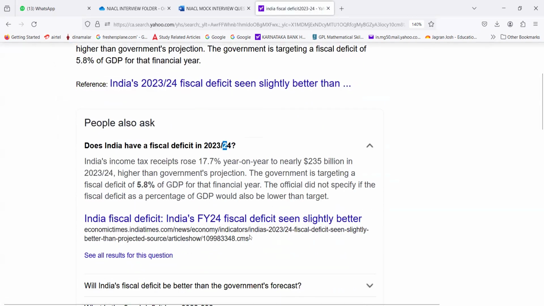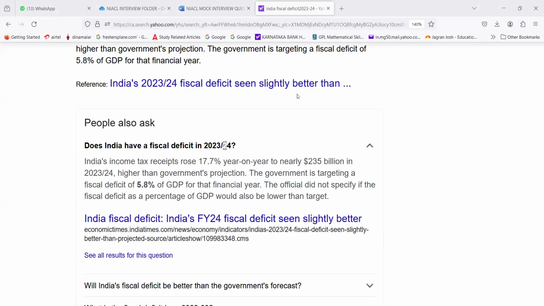India's tax receipts rose 17.7% on year basis to nearly $235 billion in the year 2023-24, higher than the government's projection. That was really good. The government is targeting a fiscal deficit of, please note down, 5.8% of GDP for that financial year.